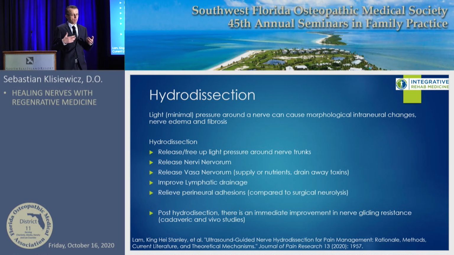It helps the vasa nervorum to pump the blood in and out. The veins actually take the blood, or the toxins, out. It improves lymphatic drainage and relieves the perineural adhesions. So we very often see that when we scan the nerves, there's a lot of scar tissue on them. You can break up that scar tissue without having to do it surgically, right? And usually after hydrodissection, if you look at the movement of the nerve, it improves immediately. I do a hydrodissection and then we scan it with the ultrasound and all of a sudden that nerve is moving. So you have the patient go home and glide that nerve to make sure it keeps on moving.